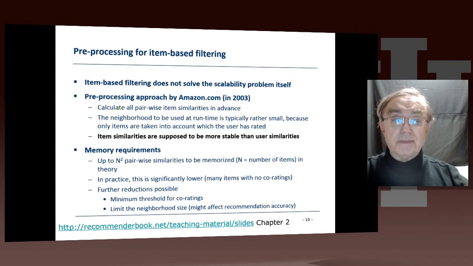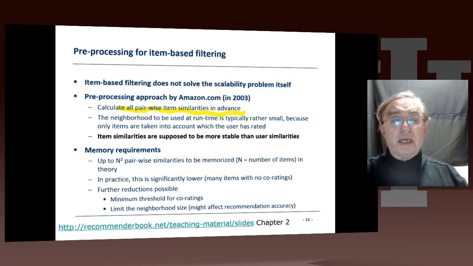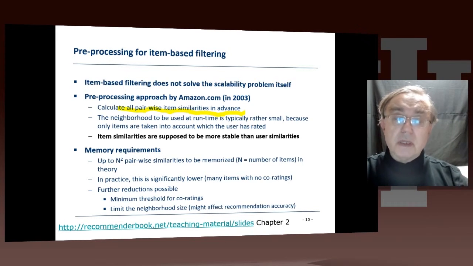And of course, you have to do this pre-processing. We pointed out that you can calculate all these pairwise similarities ahead of time. That wouldn't work if you had a lot of items and had to calculate, for n items, n squared similarities. That's probably prohibitive. However, the number of items which actually have enough users in common to calculate a reliable similarity is much smaller.